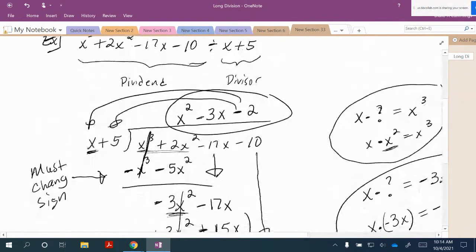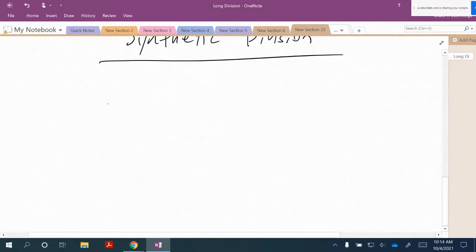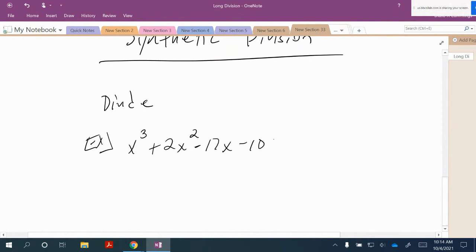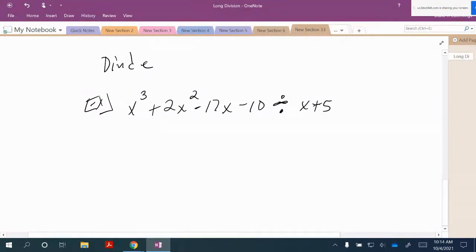So I'll write the same thing. We're going to divide x cubed plus 2x squared minus 17x minus 10 by x plus 5, just to show that this method will give us the same result. Just as with long division, everything must be in descending order. Your divisor has to be in descending order, and your dividend has to be in descending order.